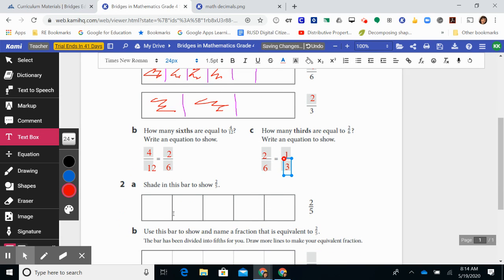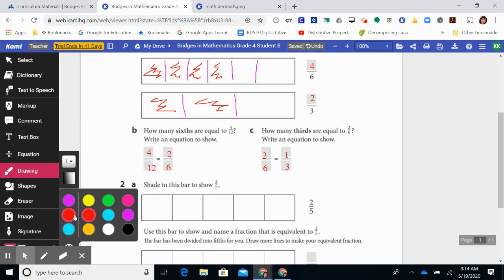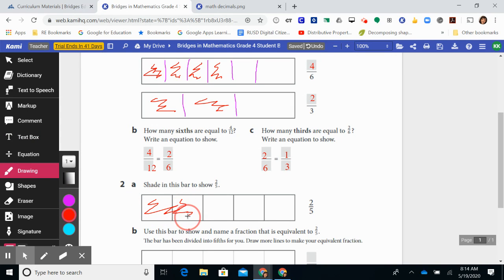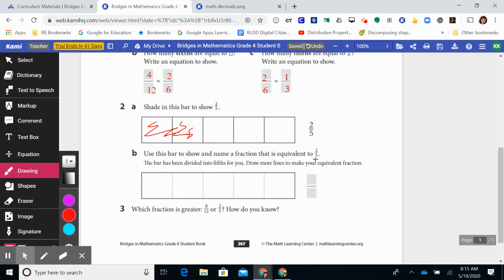Okay, now it says shade in this bar to show 2/5. So I've got 2 out of 5. So I would just shade in my bars here, 1 and 2, because that's 2 parts out of 5. Use this bar to show and name a fraction that is equivalent to 2/5.